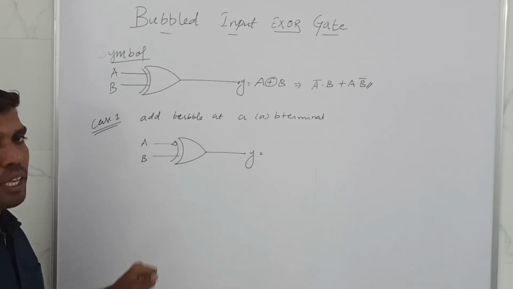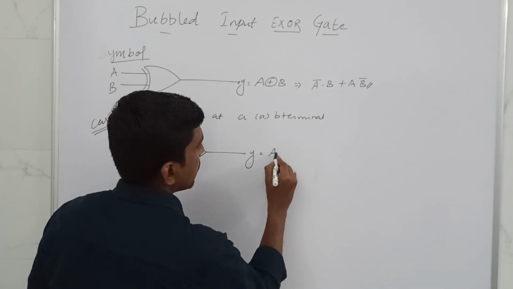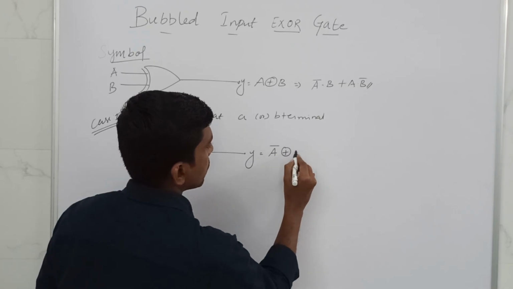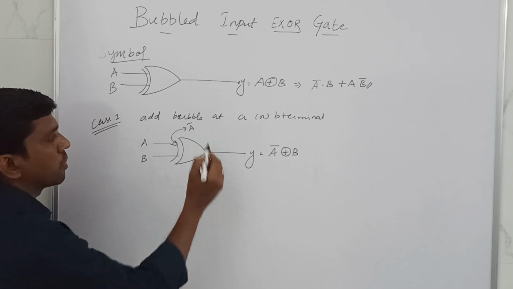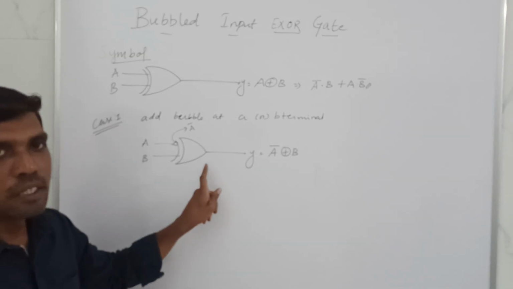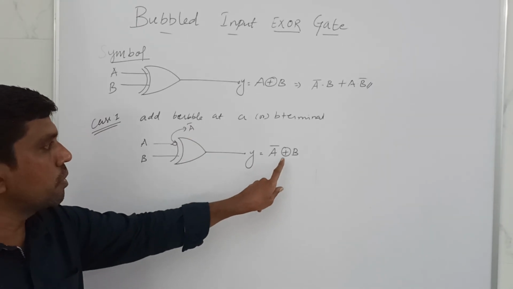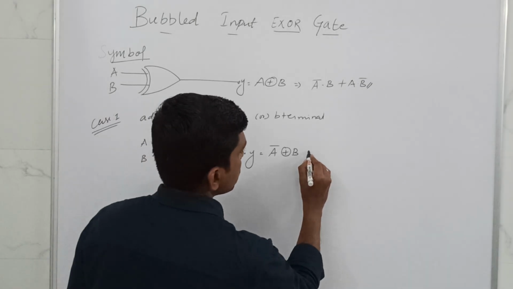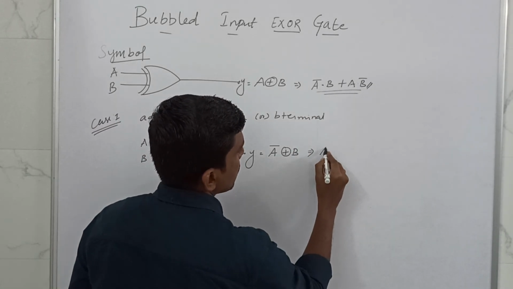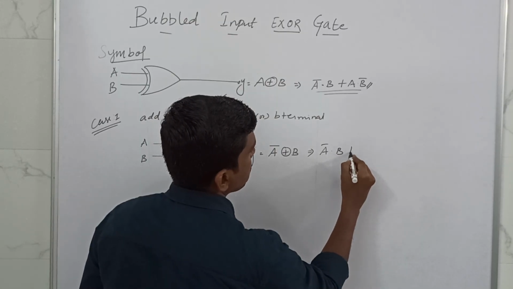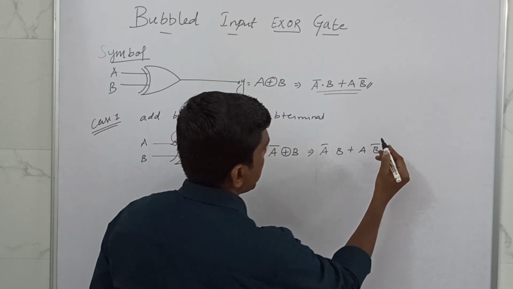Then the response of the gate is A bar XOR B. After the bubble, you will get A bar. So this is the response of this logic gate: A bar XOR B. The normal XOR gate's expression is A bar dot B plus A dot B bar.